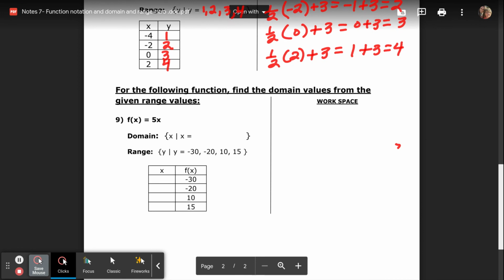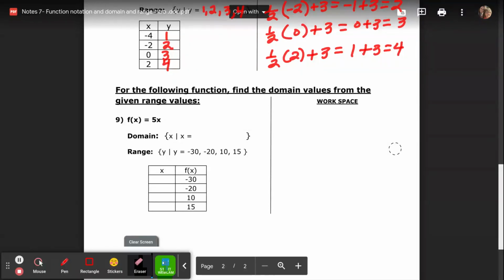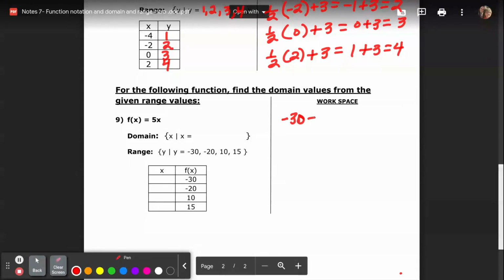let me get some of these marks erased here. Oh, there we go. All right, so if we're going to put negative 30 in place of f of x. Now remember, f of x is just the same thing as y. So we're going to put negative 30 in place of the f of x. So it would look like this. Negative 30 equals 5x. So what we're going to do is divide both sides by 5. So x equals negative 6.